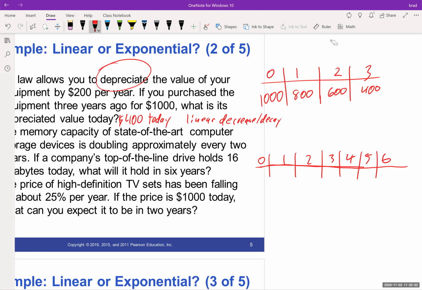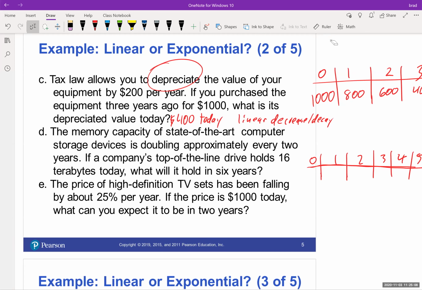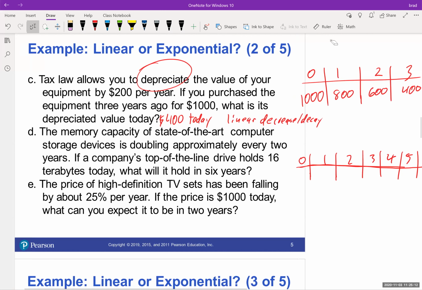And again, I do the table just to help me keep track of everything. So it's very obvious, like I can just look at it and I can tell. So for this one, they said 16 terabytes today. How much will it hold in 6 years? And they said the memory capacity of state-of-the-art computer storage devices is doubling approximately every 2 years.